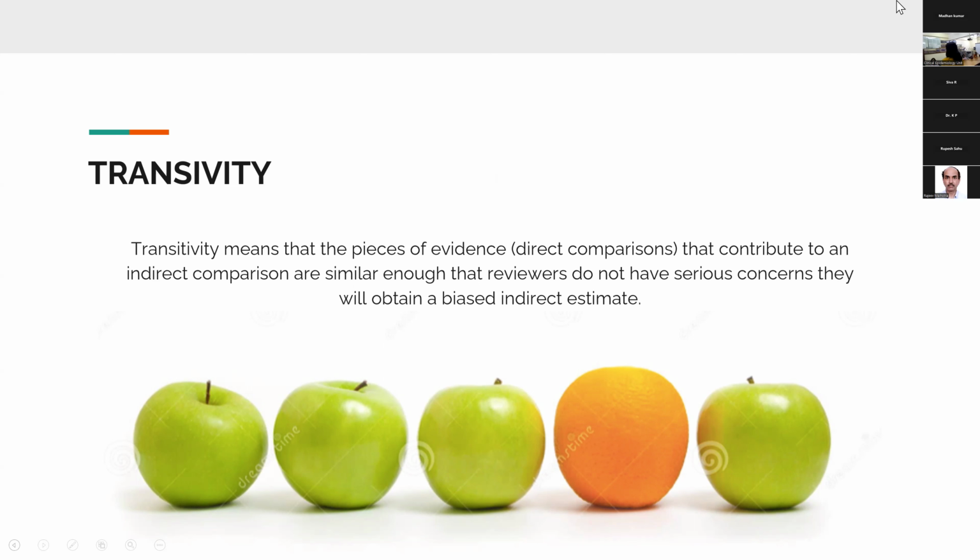So the basic principle is, we can't compare apples to oranges. The studies that inform your direct estimate should be similar enough to draw an indirect estimate from them. That is the principle of transitivity.